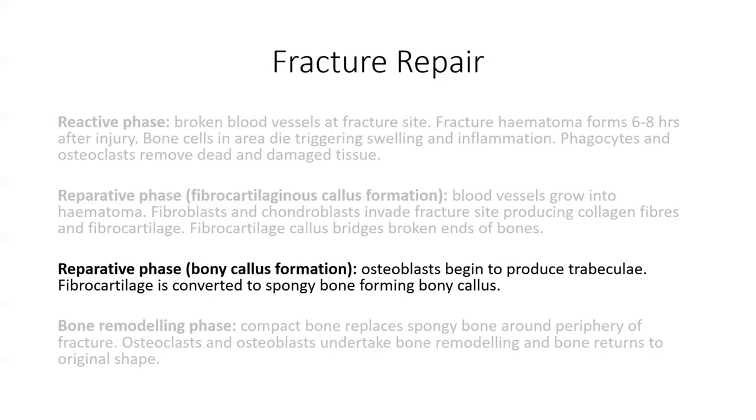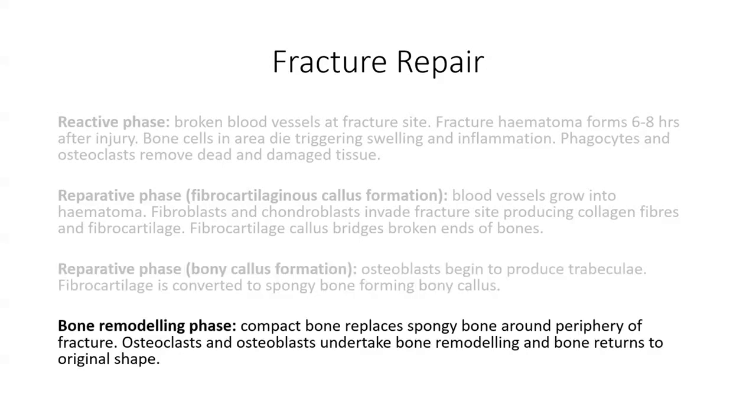In the reparative phase, with the formation of a bony callus, osteoblasts begin to produce trabeculae, which forms spongy bone. That fibrocartilage is converted to spongy bone, forming our bony callus. And lastly, our bone remodeling phase, where the compact bone replaces spongy bone around the periphery, or the outside, of the fracture. Osteoclasts and osteoblasts will undertake bone remodeling and return that bone to its original shape, almost to the extent that you would never know that it was fractured.